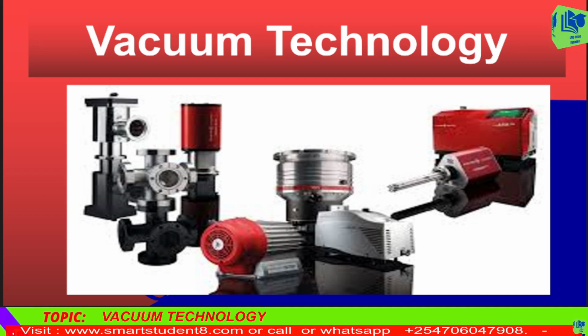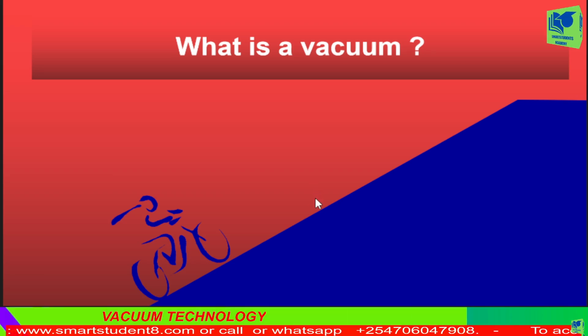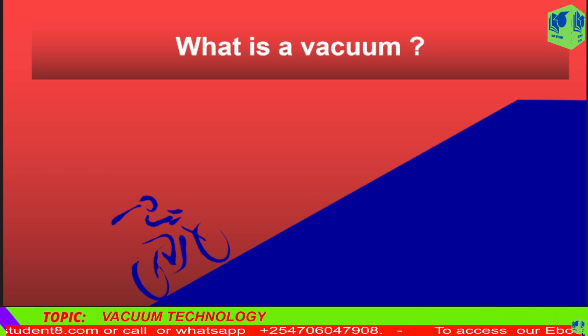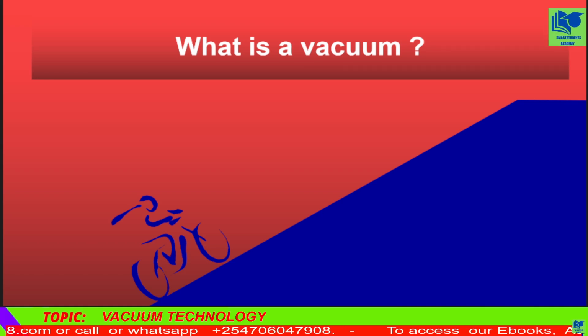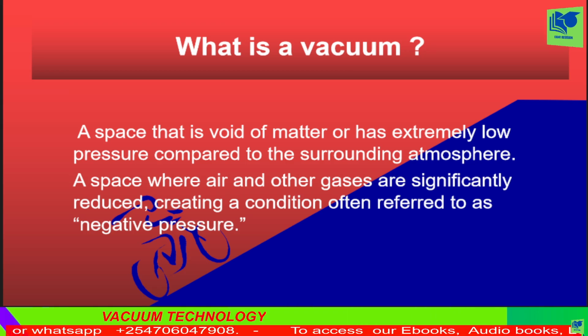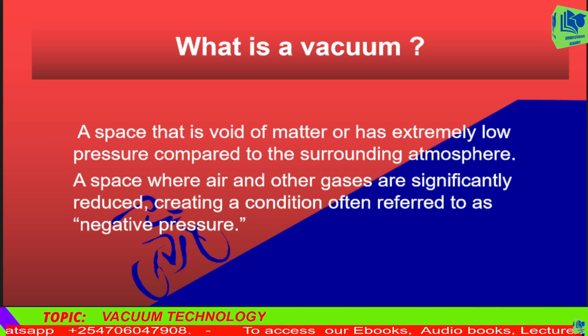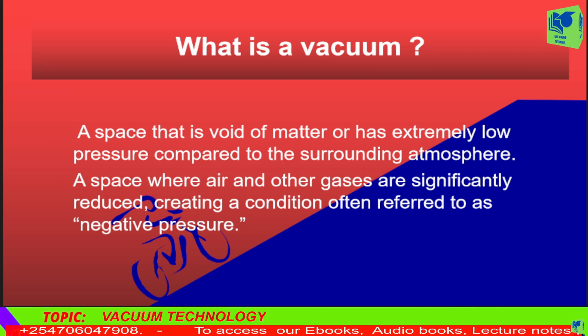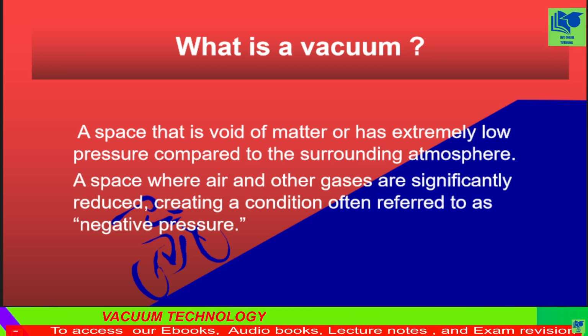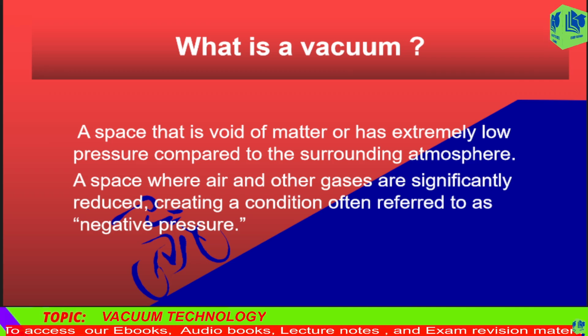What is a vacuum? The word vacuum might sound intimidating, but it simply refers to a space that is void of matter or has extremely low pressure compared to the surrounding atmosphere. In simple terms, it is a space where air and other gases are significantly reduced, creating a condition often referred to as negative pressure. For example, think about a suction pump used to remove air from a sealed jar. The air inside gets sucked out, creating a partial vacuum.